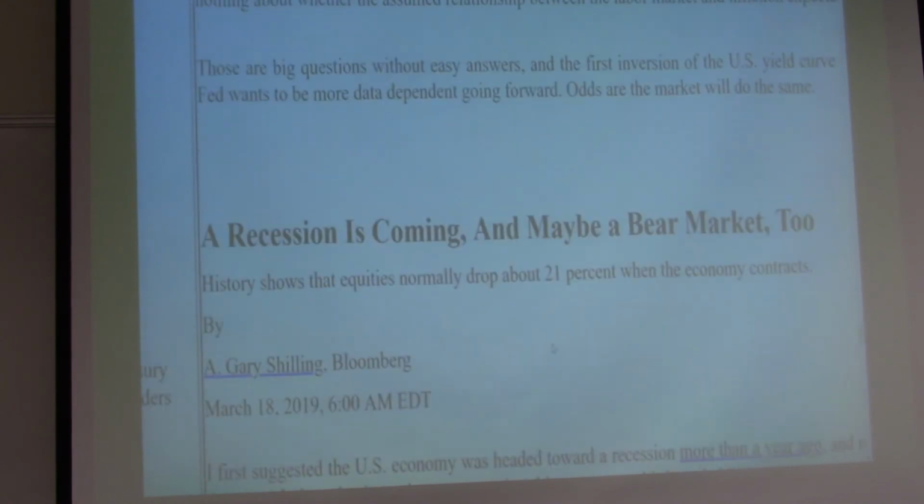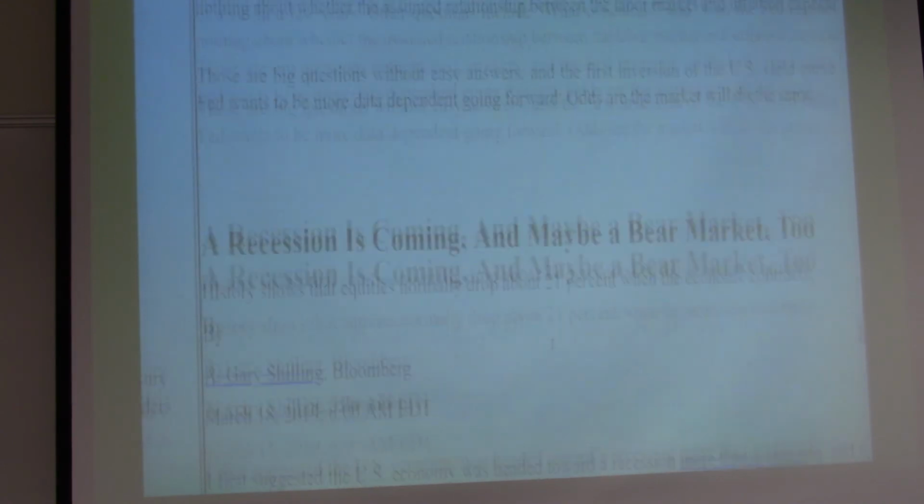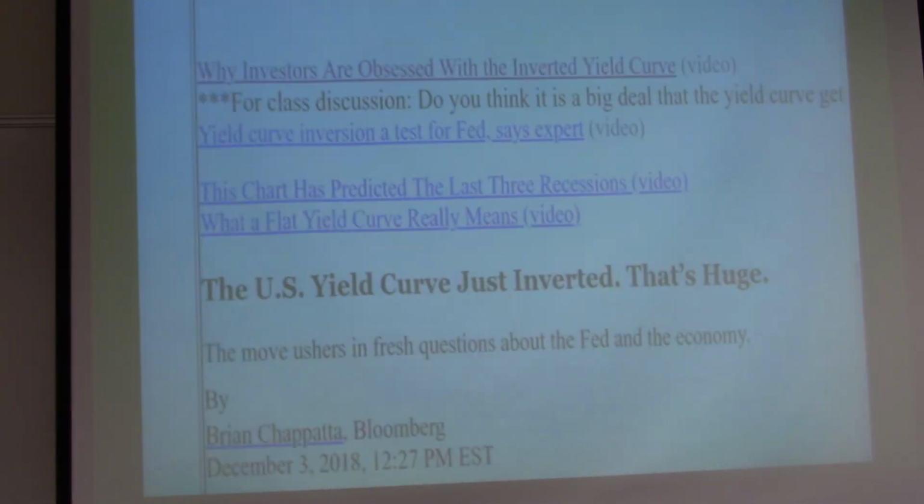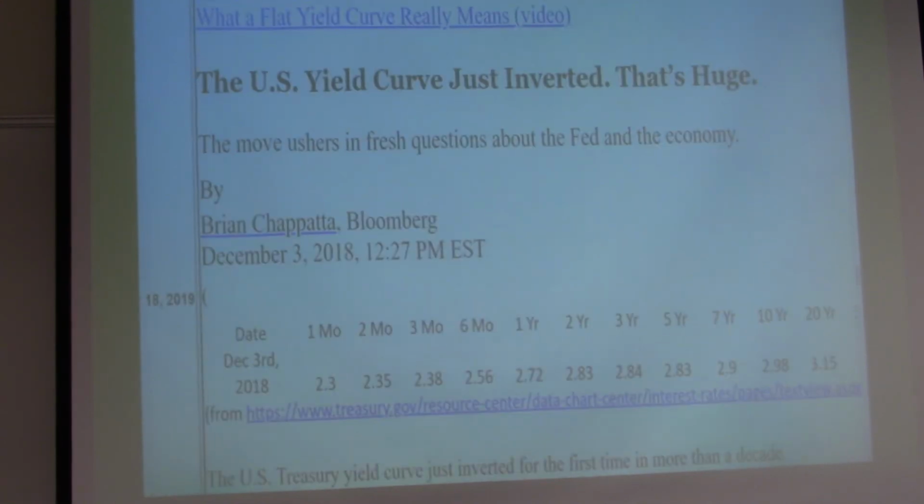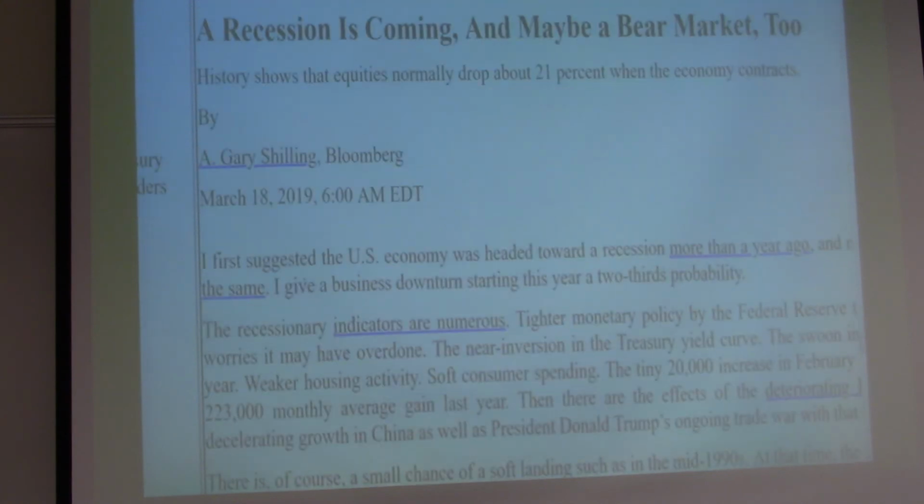So yeah, but I put 2 papers here. One is like Bloomberg when it just started to invert in December, and also this is the most recent one. And today it says recession is coming now, because now we do have an inverted yield curve. So what do you think?